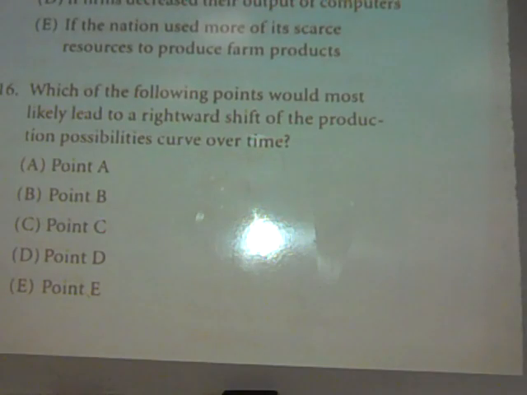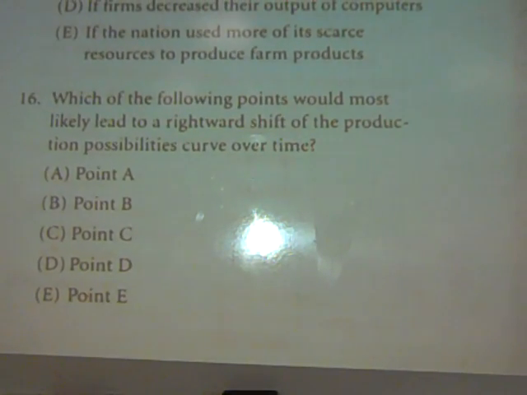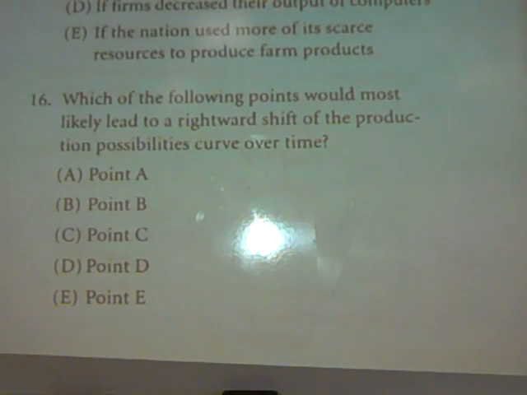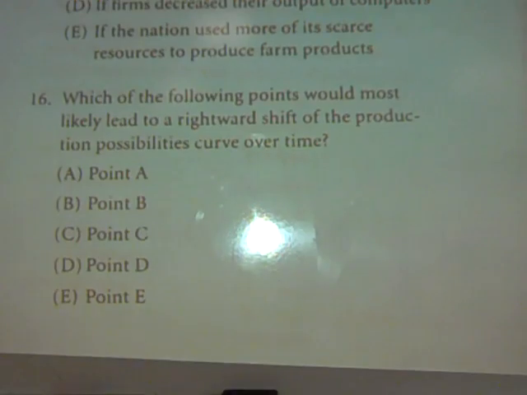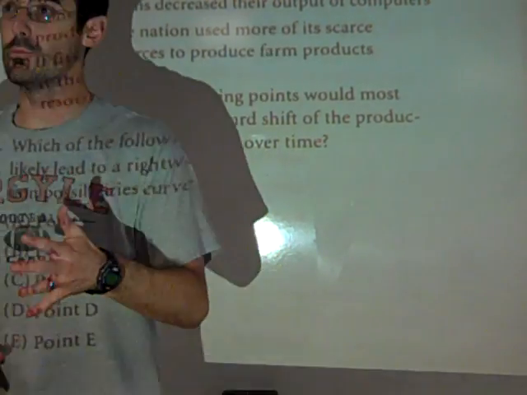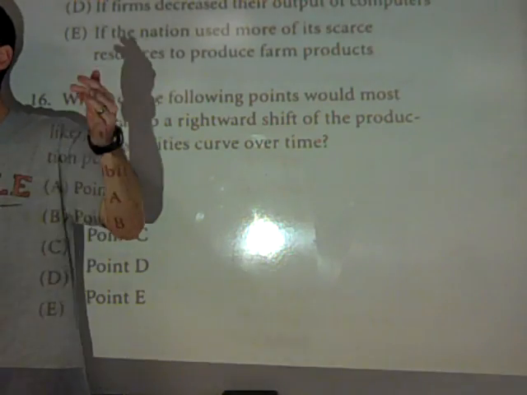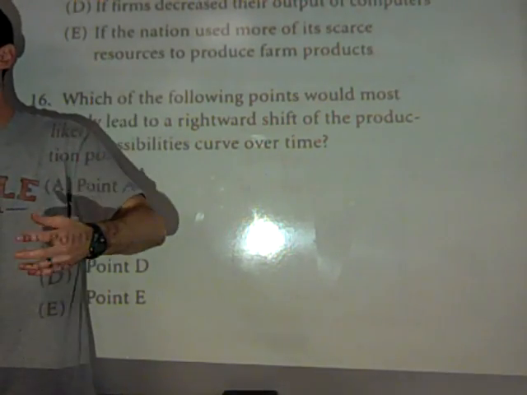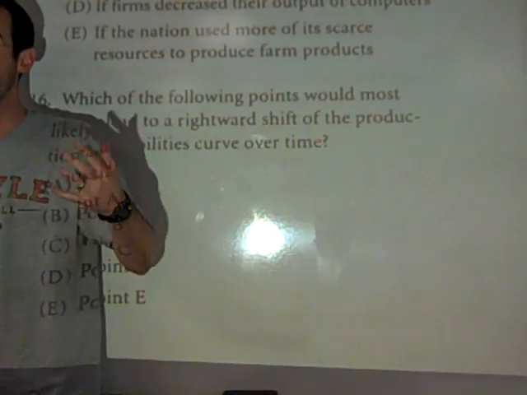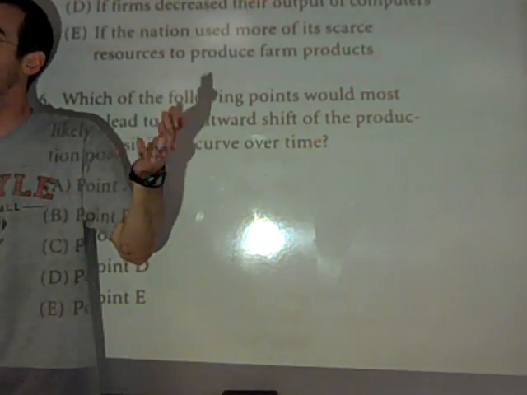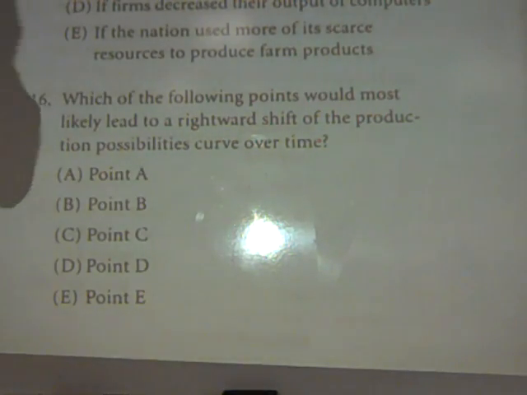All right, which of the following points would most likely lead to a rightward shift of the PPC over time? This is something that I haven't addressed today, and this is a good, solid AP question. What helps the curve move out? Either better technology, or let's say it like this, better resources, maybe healthier workers, or smarter workers, or better machines called technology. Better resources, or just flat out more resources, right? More of the same, more humans, more machines.